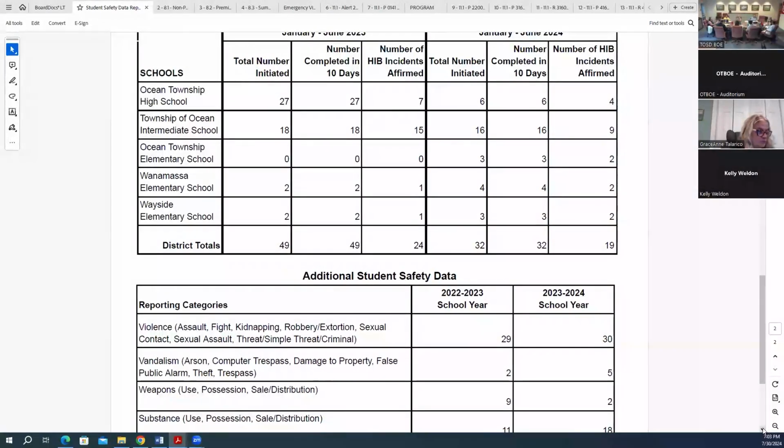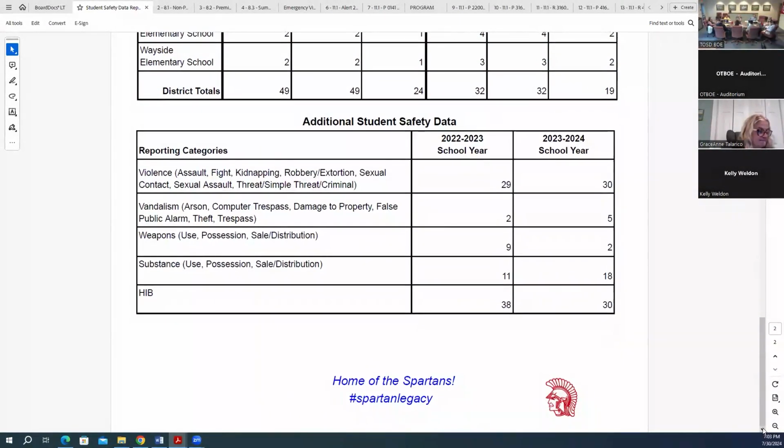If you go down to the last table, we will see additional student safety data elements that must be reported out. These are incidents of violence for the entire school year. We're no longer just focusing on January to June; we're looking at the whole school year, 22-23 compared to 23-24. Incidents of violence, with the different types of infractions counted as violence listed in parentheses: we had 29 last year, 30 this year, district-wide. Incidents of vandalism, again with infractions listed in parentheses: two last year, five this year.